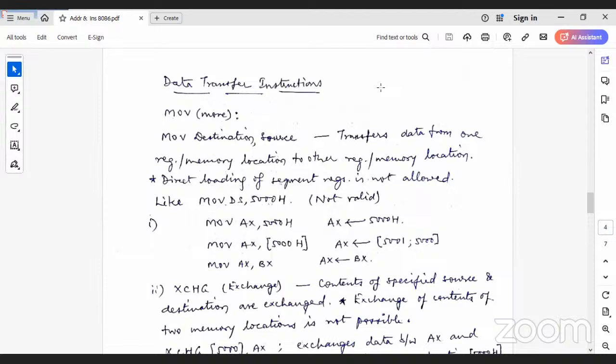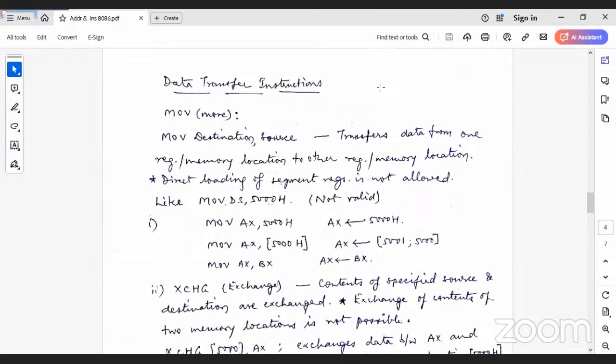Otherwise, the general purpose registers you can load directly. I have given you an example where 5000H can be directly written into the AX register. Here 5000H is data, whereas in the next example, move AX, when 5000H is in square brackets it means that it is the address of a memory location, and the data which is present in that address location will be copied.